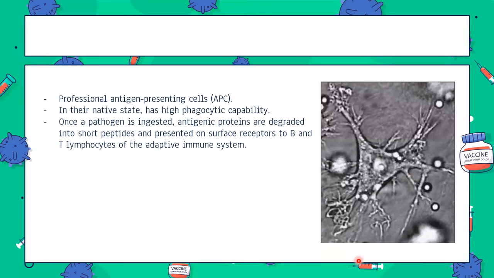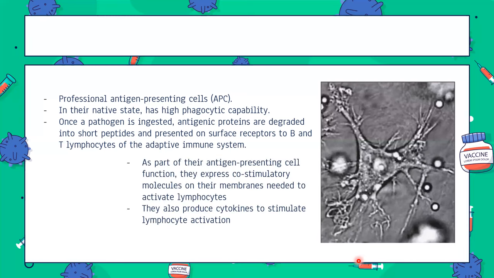So once a pathogen is ingested, let's say it's a bacteria, the antigenic proteins of that pathogen are going to be degraded into short peptides, and this is going to be presented on the surface receptors to B and T lymphocytes of the adaptive immune system. What this means is basically it is going to eat something up and then spit it out for you to see and figure out what kind of possible food it had just eaten. I know that's somewhat disgusting, but you'll understand more when I link it back to our character.